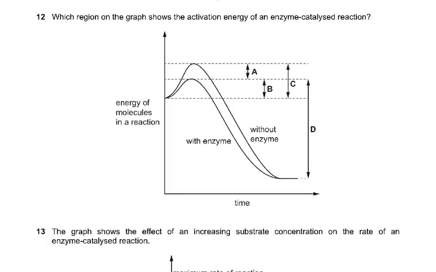Now question number 12. Which region on the graph shows the activation energy of an enzyme catalyzed reaction? Now you have to understand that they have given you these. So this one, without the enzyme, has a higher activation energy. And then this one is the one with an enzyme. That's what is labeled here, with enzyme. So this has to be the activation energy. So the answer is B.